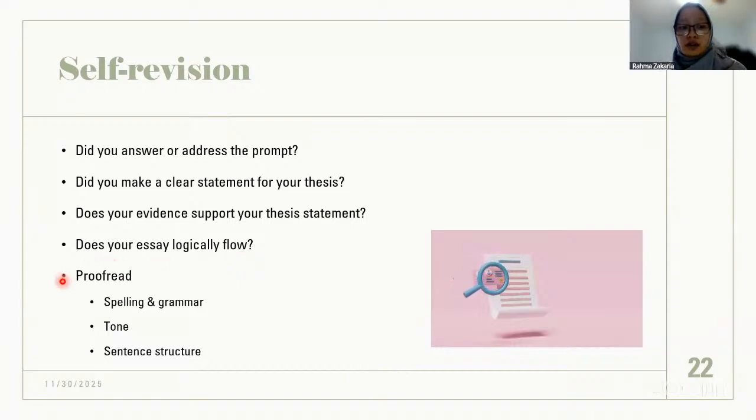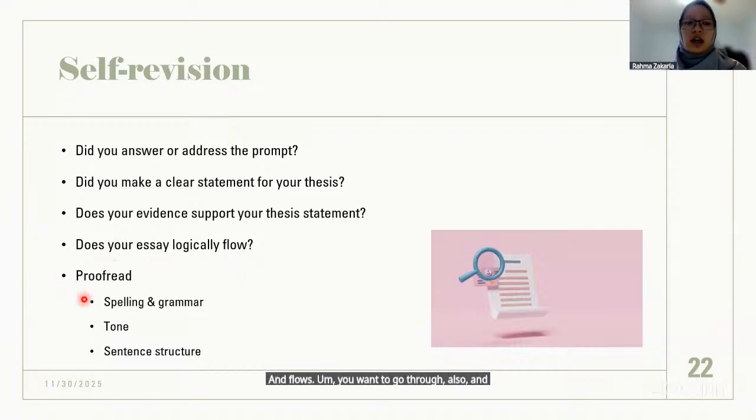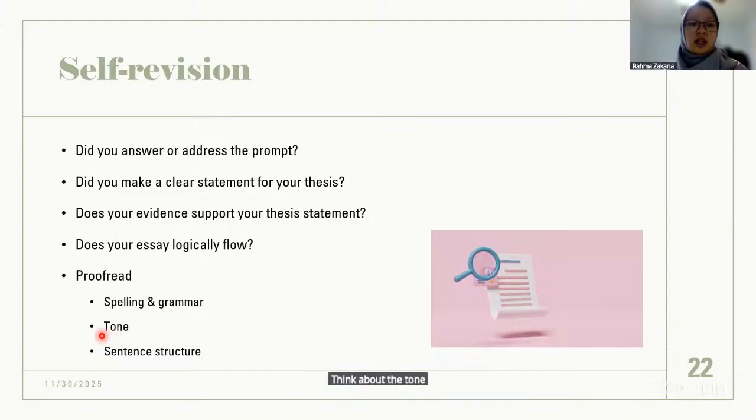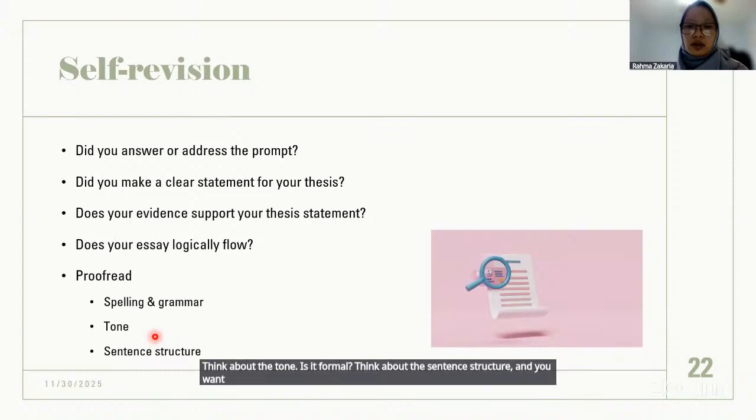You want to go through also and proofread. So here, after you've done your first draft, this is when you're going to go through and think about spelling and grammar. Think about the tone. Is it formal? Think about the sentence structure, and you want to make sure that everything reads well.